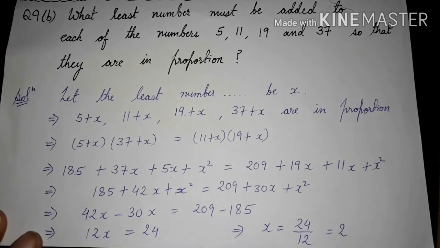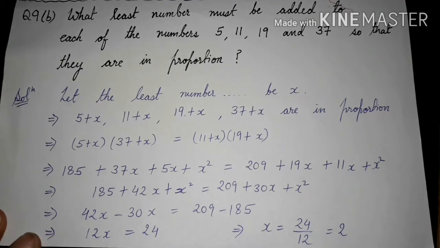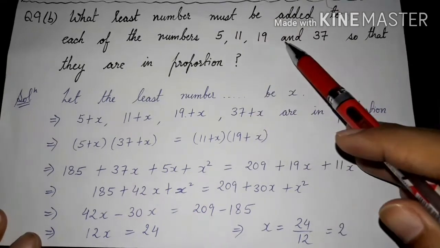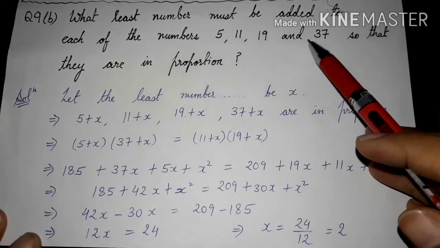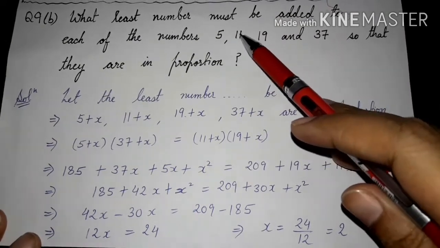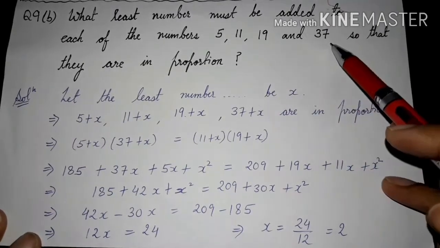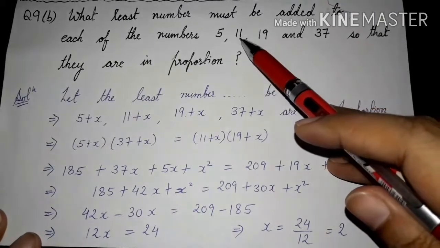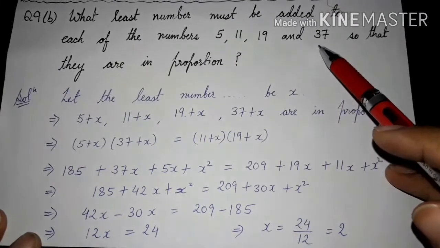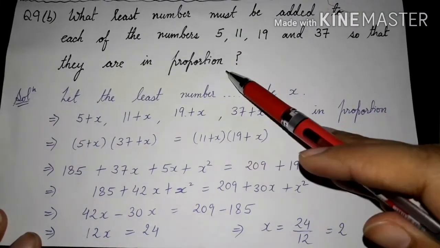Question number 9, B part. This is another question which is a little different. What least number must be added to each of the numbers 5, 11, 19 and 37 so that they are in proportion? Now let me tell you, these numbers are not in proportion. You have to find the least number that should be added to each of these numbers, that should be added to 5, to 11, 19 and 37, so that they are in proportion.